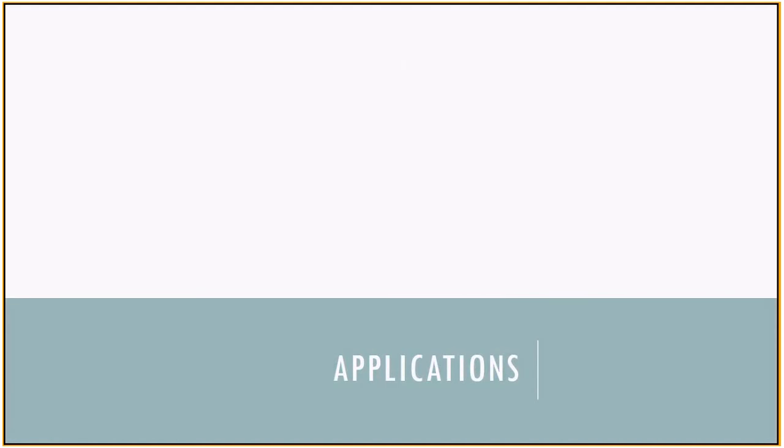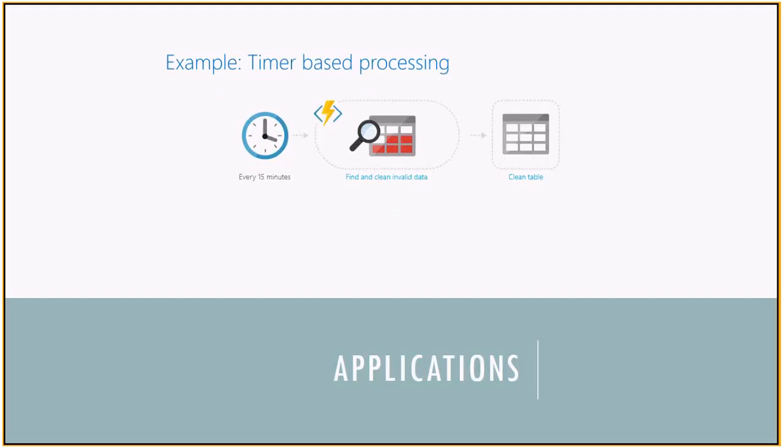Coming to some applications, things that Azure Functions can do. Timer-based processing: Azure Functions supports an event based on a timer using the cron job syntax. For example, say I want to execute code that runs every 15 minutes and cleans up a database table based on some custom business logic.